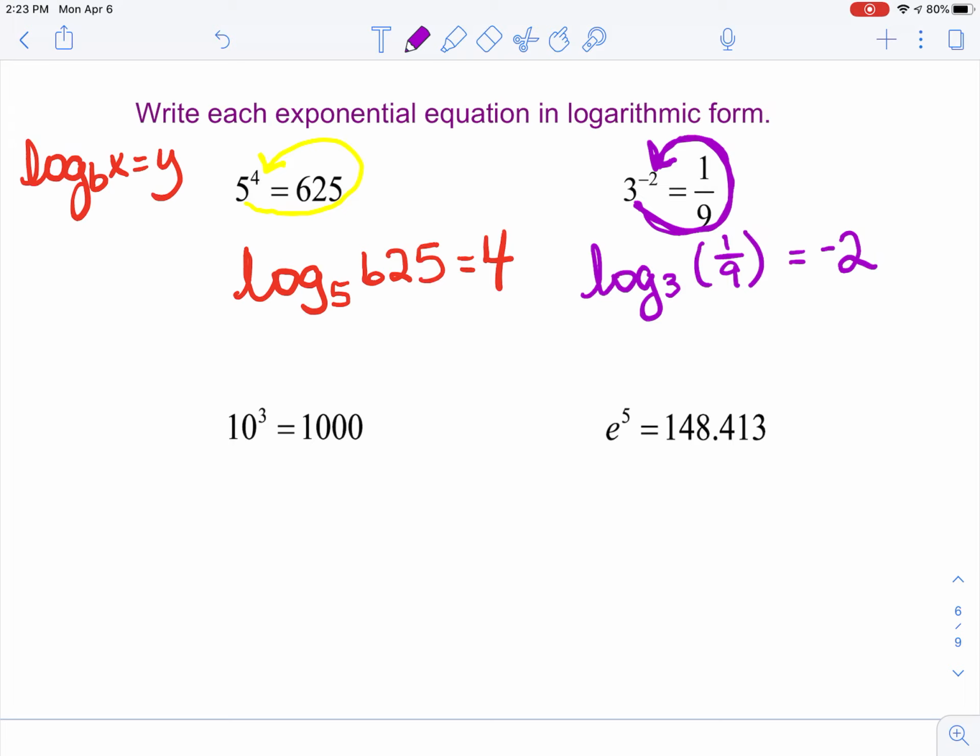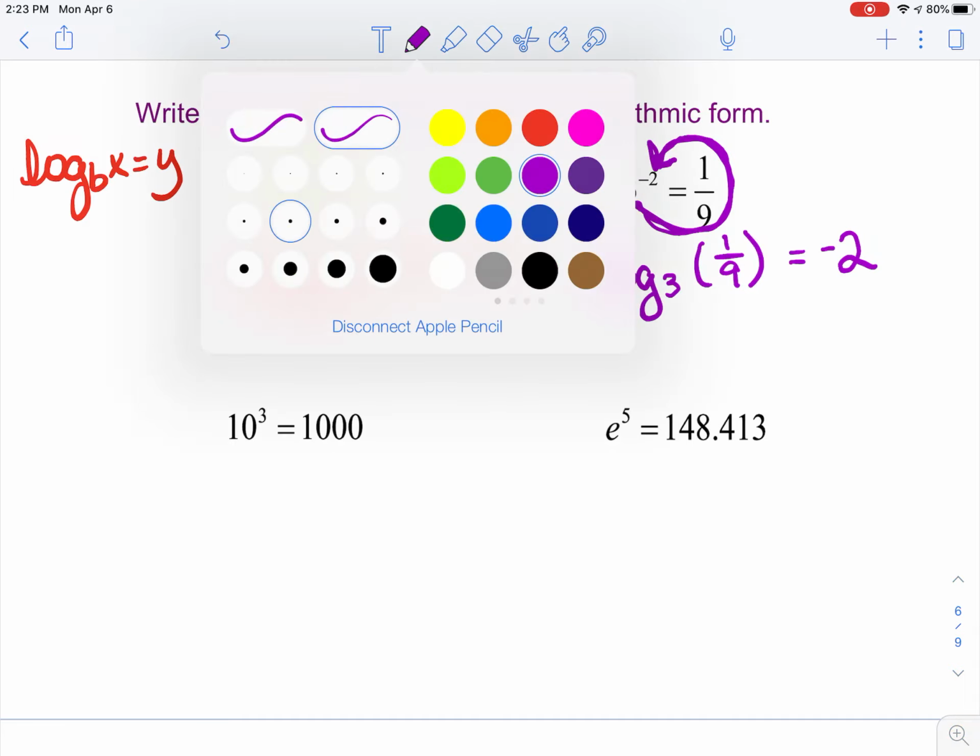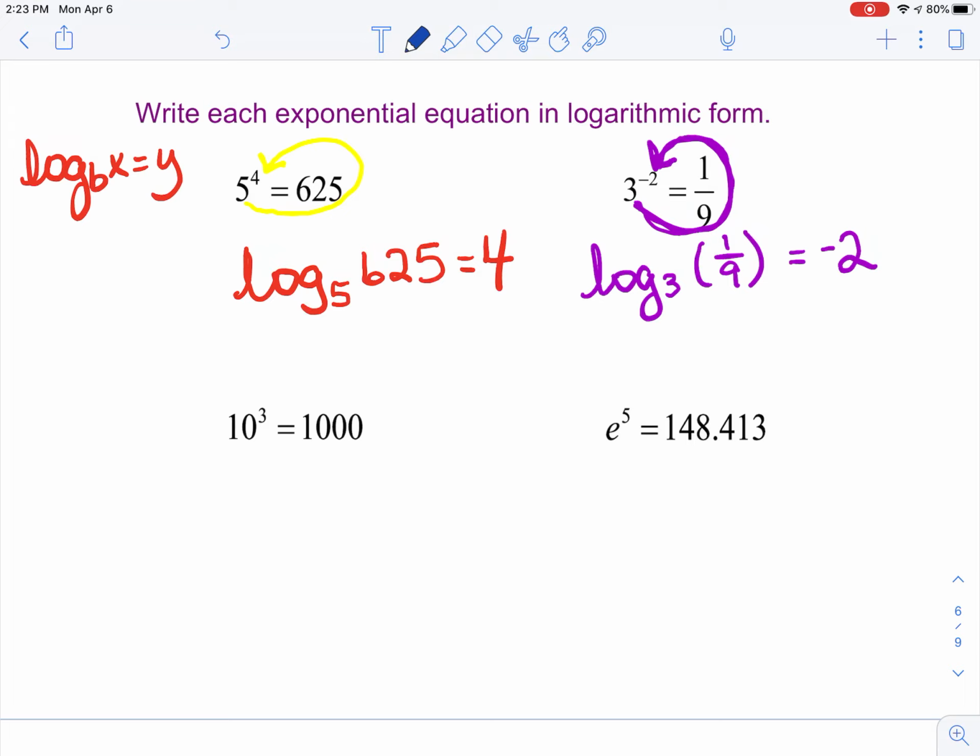Okay, let's try this one. Now, these next two, a lot of kids make a few mistakes on these, so we gotta be very careful. We know it's gonna be log. We start here, we go around, and there's our exponent. So log base 10 of 1,000 equals 3.